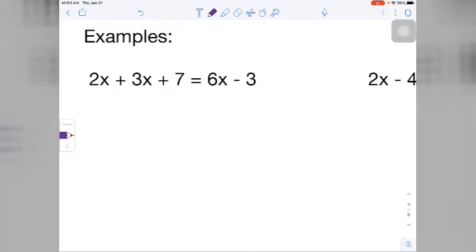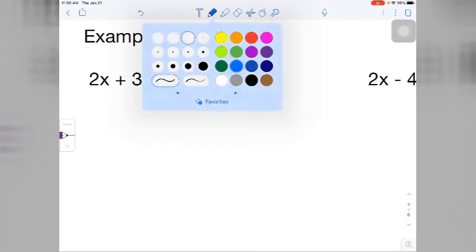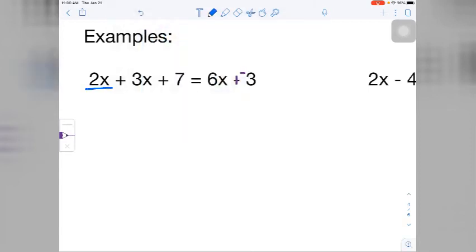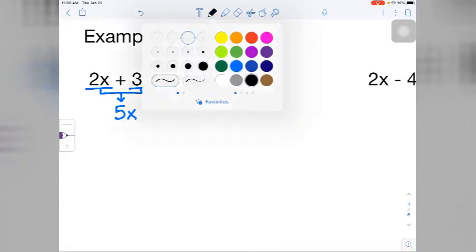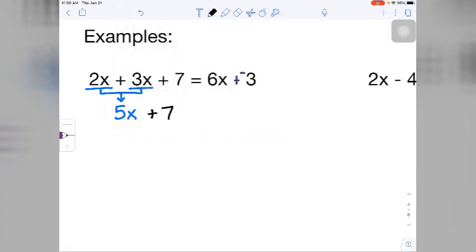When I'm solving this one, my first simplifying step, I always recommend you guys do keep, change, change, which means change all of the subtraction to adding negatives. And then the next thing I do is I try to combine like terms. So I see like terms here to combine. So 2x plus 3x, that is going to make 5x. And then everything else is the same. So 5x plus 7. And then over here I have 6x plus negative 3.